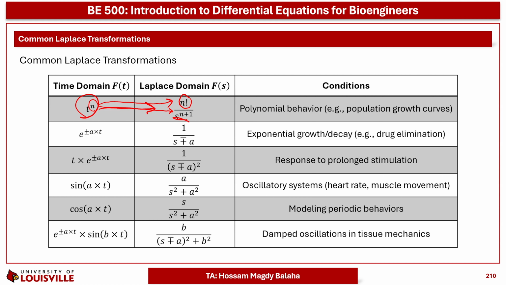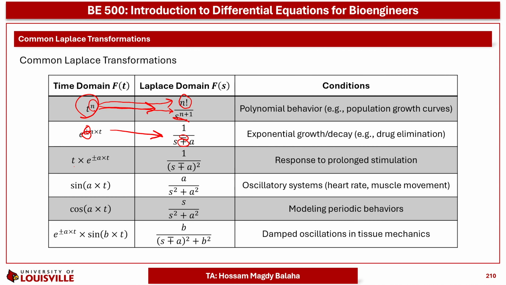What about the exponential? Exponential of at will be 1 over s plus a. And notice that if it's plus here, it will be negative here. And if it's negative here, it will be plus here. So we are reversing the addition into subtraction, or plus into minus and minus to plus.